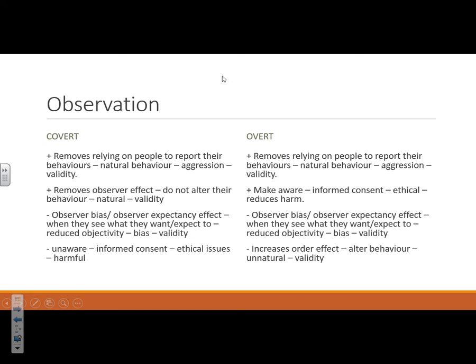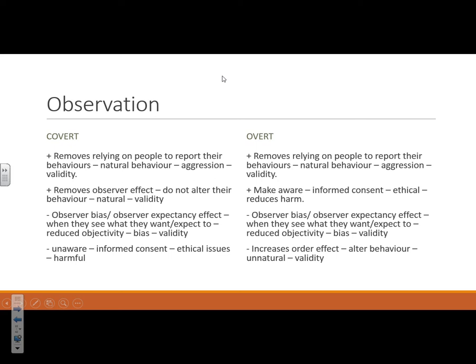Strength: removes relying on people for reporting their behaviours. They are aware, so they can provide informed consent, which makes it more ethical and less likely to cause harm, therefore increasing the likelihood that it will be passed by an ethics committee.